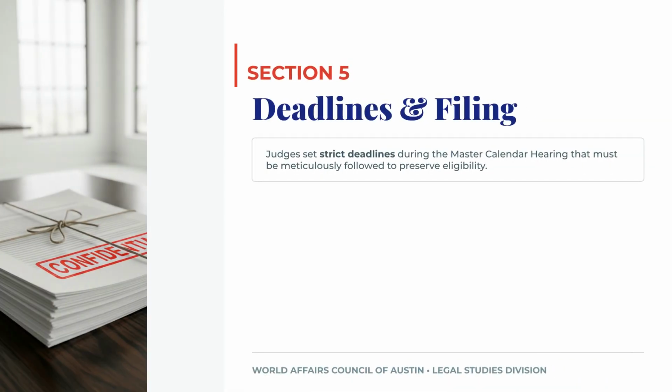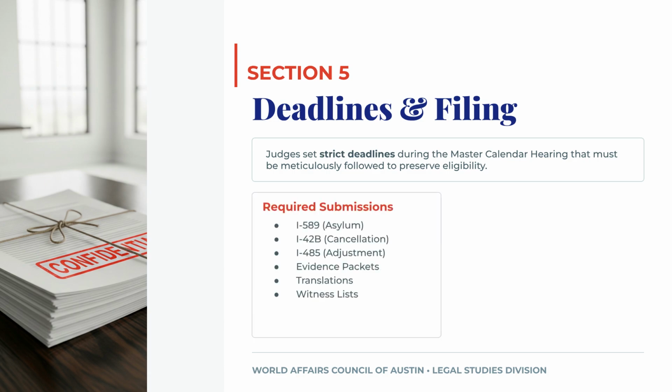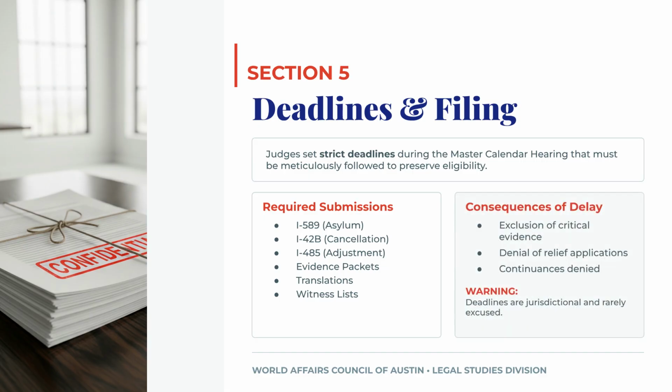Judges set strict deadlines during the MCH that must be meticulously followed. Required submissions include the I-589 for asylum and the I-42B for cancellation, along with evidence and witness lists. Consequences of delay include denial of applications, as deadlines are jurisdictional and rarely excused.